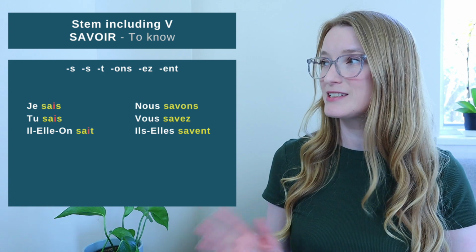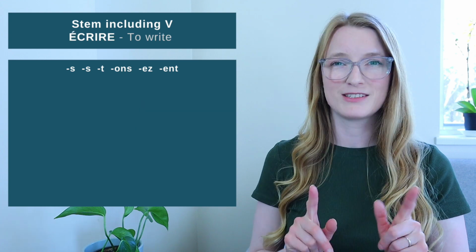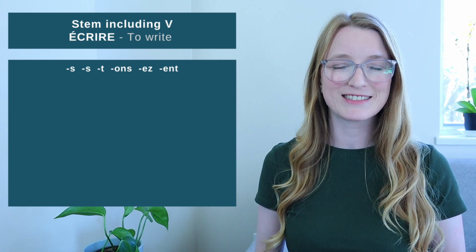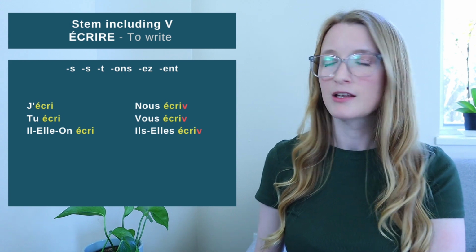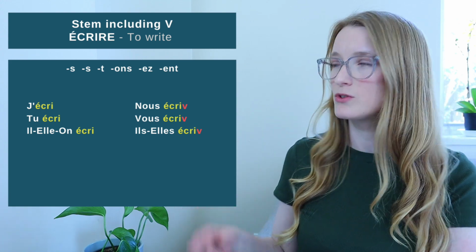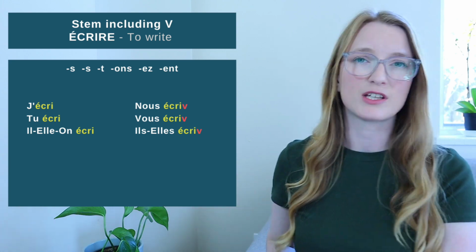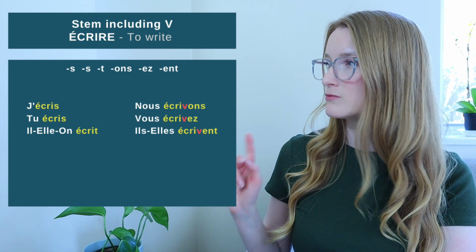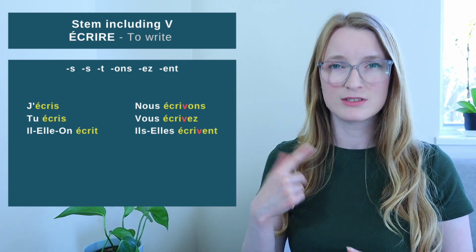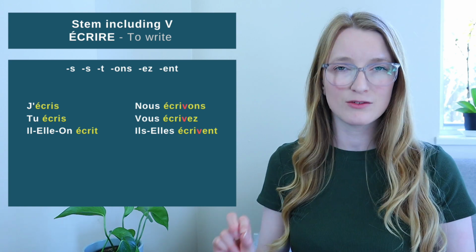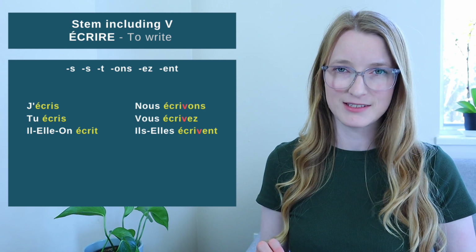I know that this one can seem confusing, but we use it a lot, so you really have to know it by heart. Then we have écrire, to write. In this case, we only take out the RE from the stem, and then the singular part is going to be E-C-R-I, but we add the V for the plural. So, j'écris, tu écris, il, elle, on écrit, nous écrivons, vous écrivez, ils écrivent, elles écrivent.